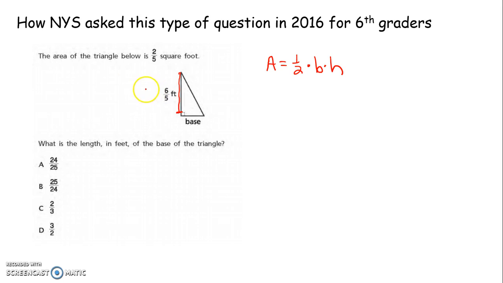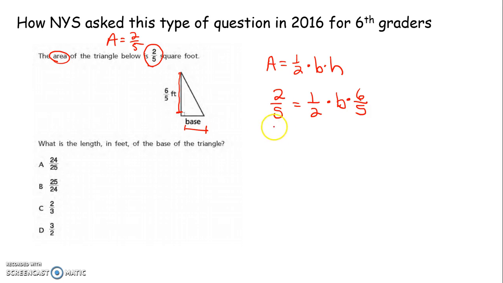Now you're going to have to substitute in the values they give you. They say area is 2/5. So in place of A, I know A is 2/5 equals 1/2 times, do I know my base? I don't. I could call my base B. Times, do I know my height? I sure do. My height is 6/5. And now I'm going to go ahead and solve this equation.